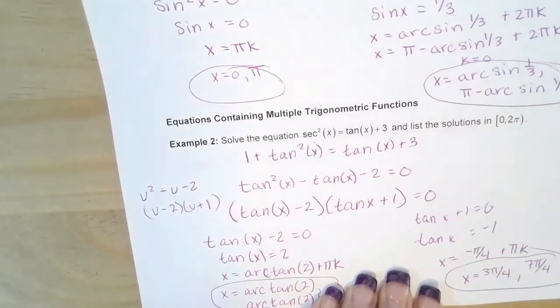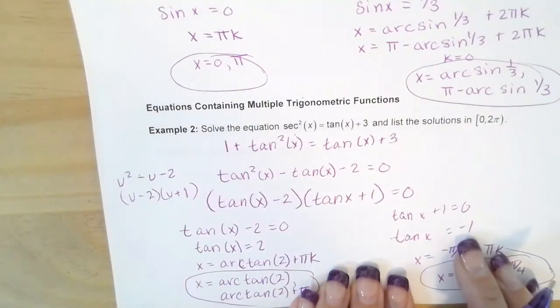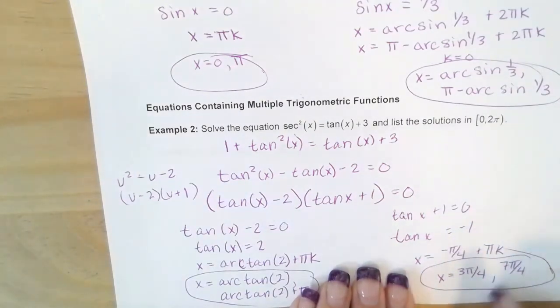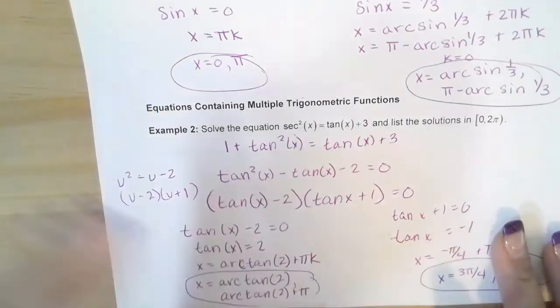And yes, guys, you could have thought of that as, hey, I know that this is in my second and fourth quadrant, and I'm only going around the unit circle once, so 3 pi over 4 and 7 pi over 4. You could think of it that way also.